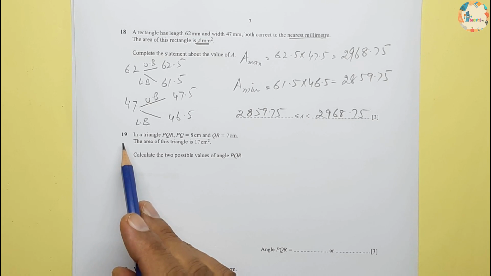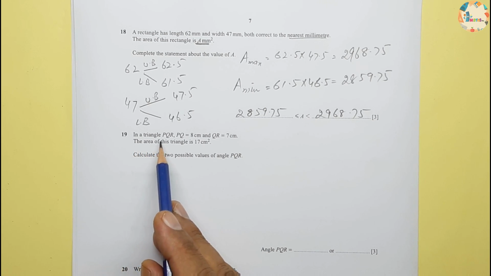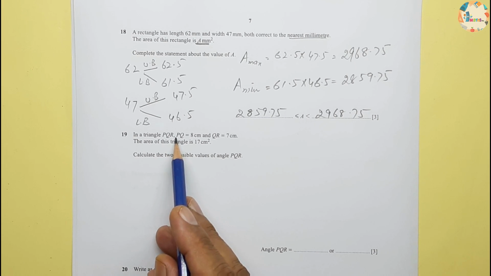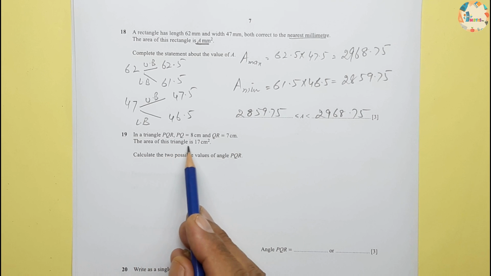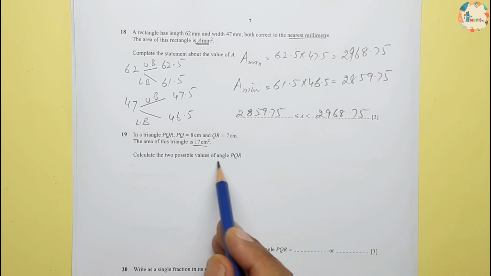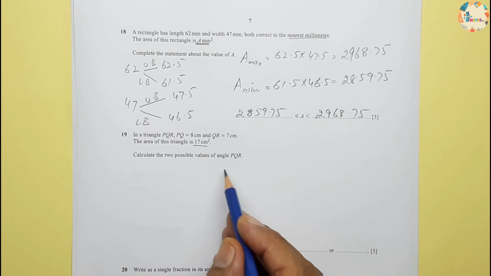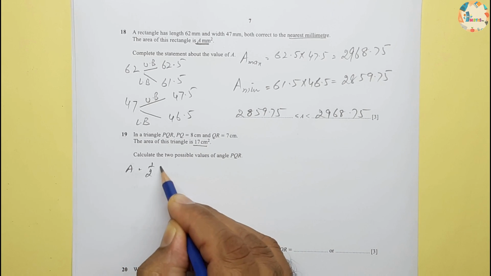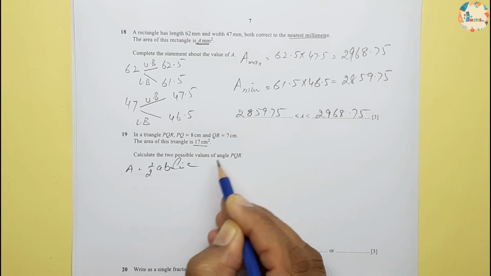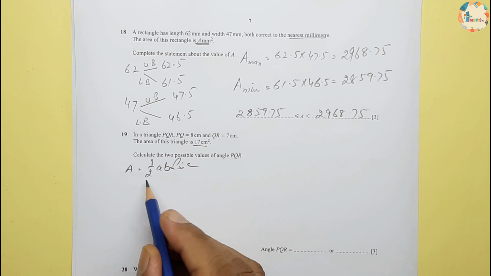Now this is question number 19. In the triangle PQR, PQ is equal to 8 and QR is equal to 7. The area of the triangle is 17. Calculate the two possible values of this one. So the area of a triangle, we know, is equal to 1 by 2 into AB sine C. This is the formula which we will be following.